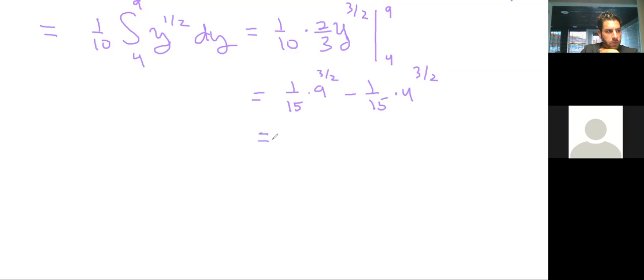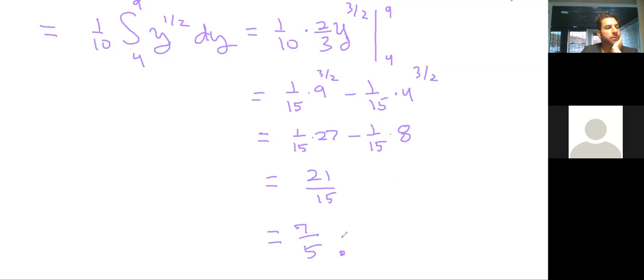So this becomes 1/15 times 27, and then minus 1/15 times 8, which is 21/15, which is, divide everything by 3, 7/5. Notice our answer in this example is a number, as it should be because we had bounds.